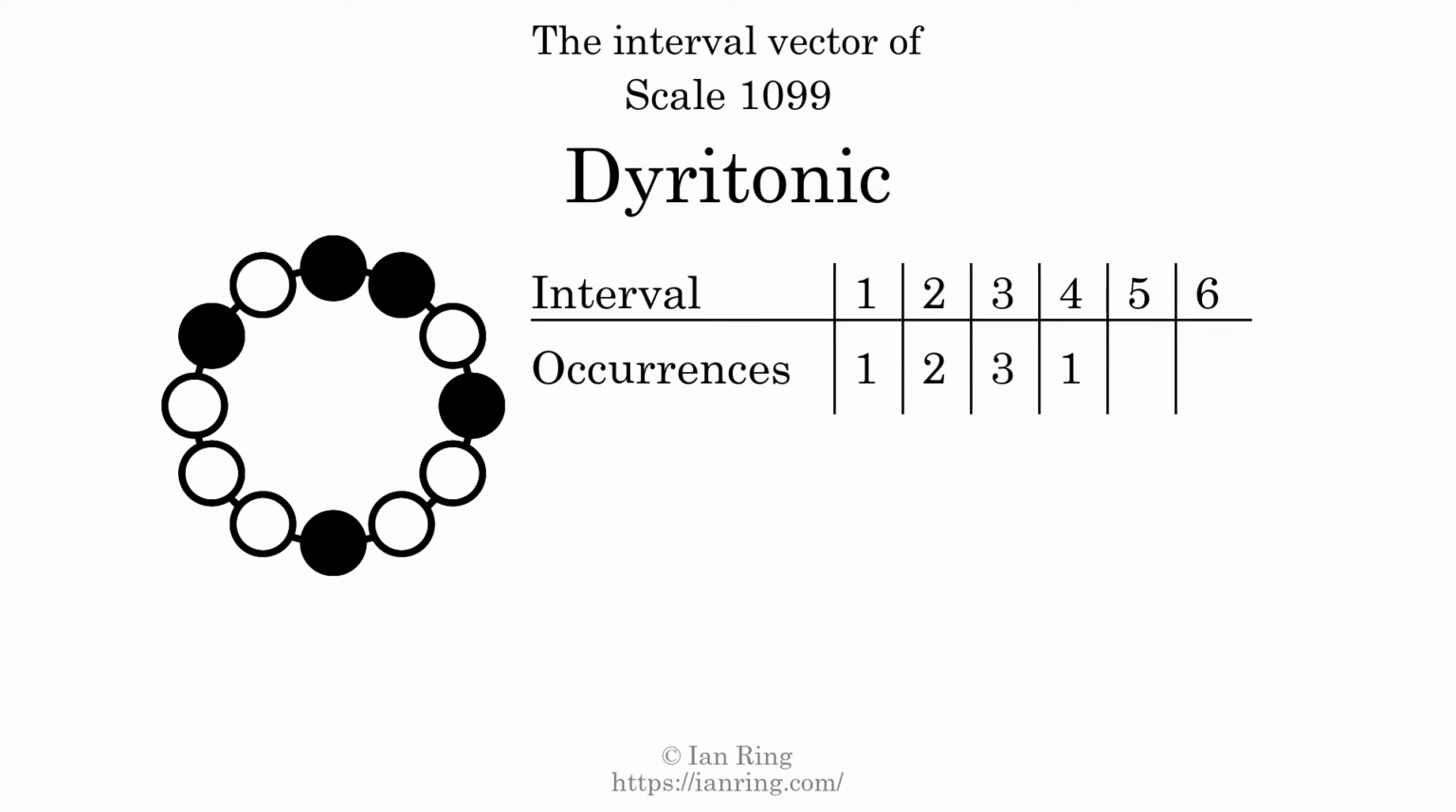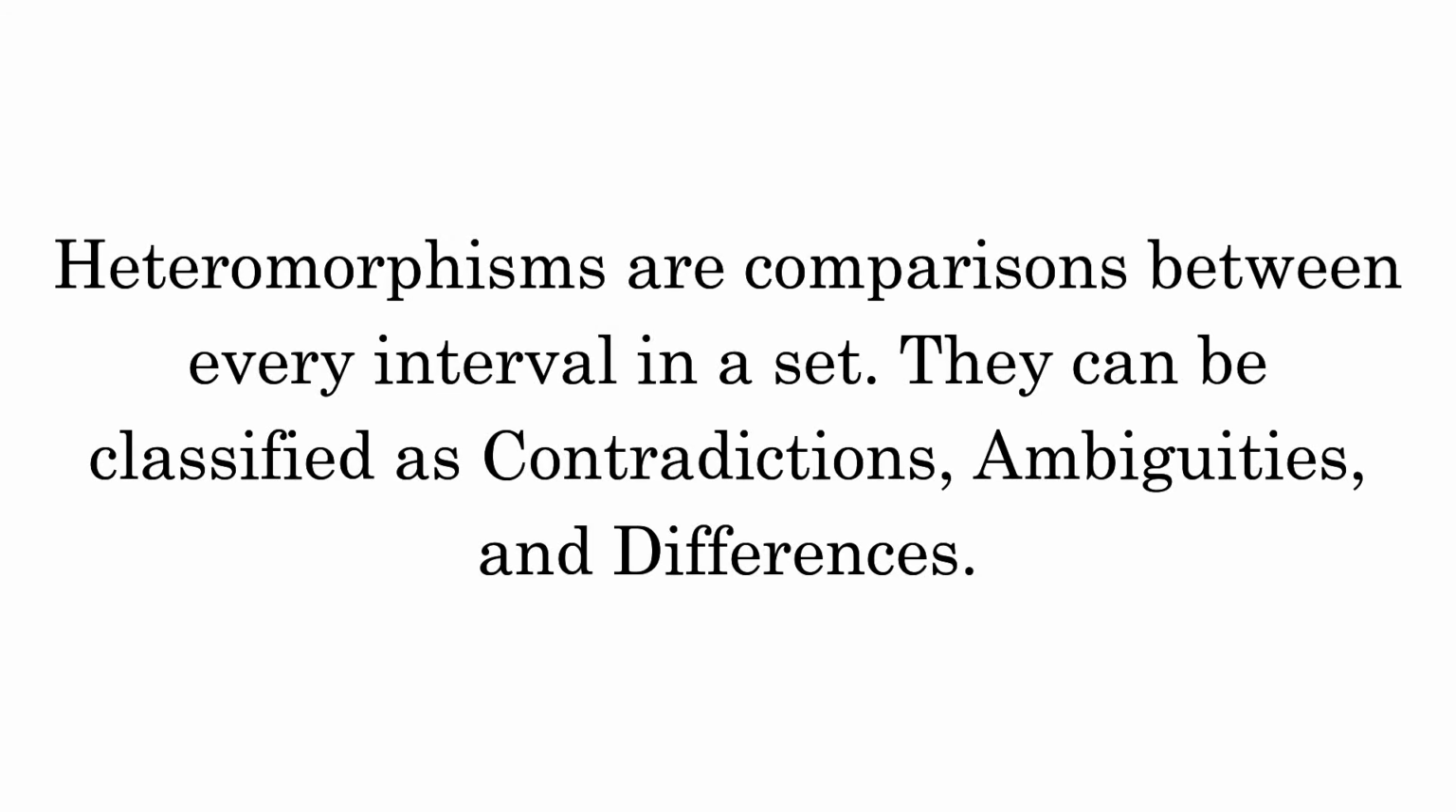There is one interval with a size of 4 semitones. It is here. There are two intervals with a size of 5 semitones. They are here and here. There is one interval with a size of 6 semitones. It is here. Each interval does not appear in this scale a unique number of times, so this is not a deep scale. Heteromorphisms are comparisons between every interval in a set.